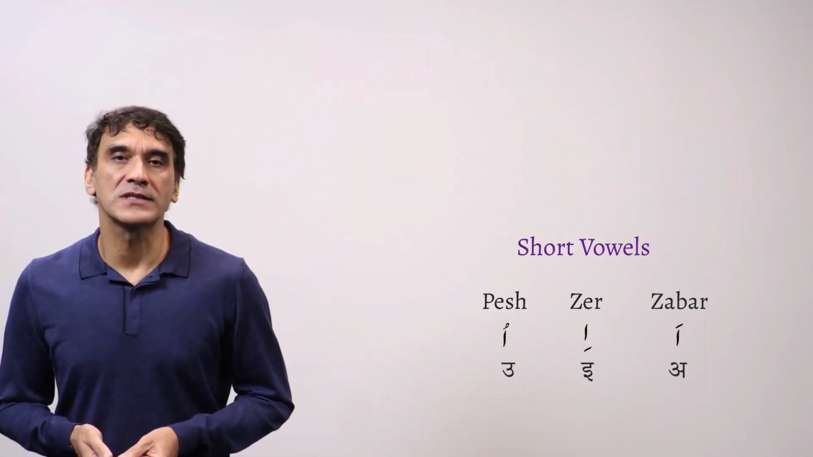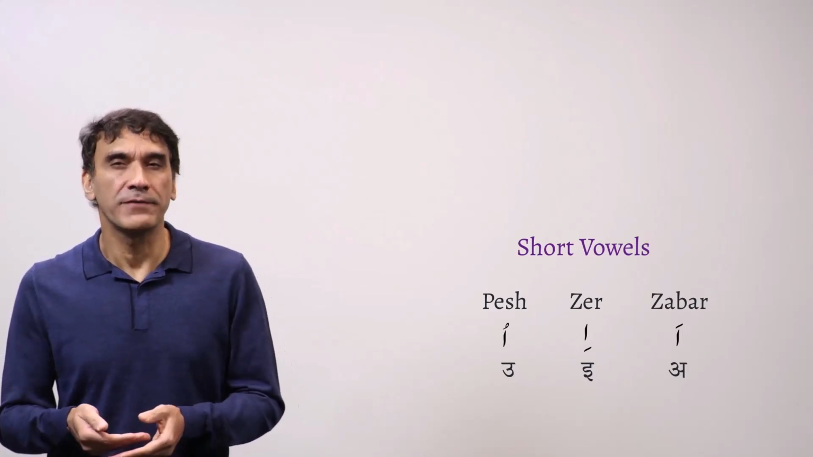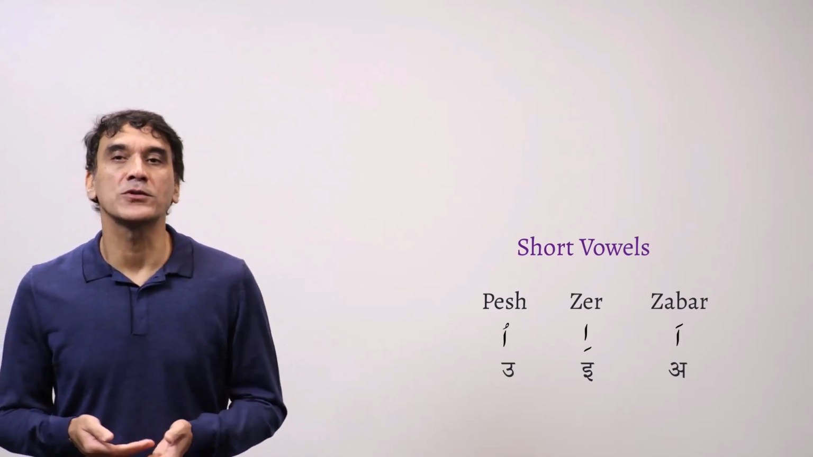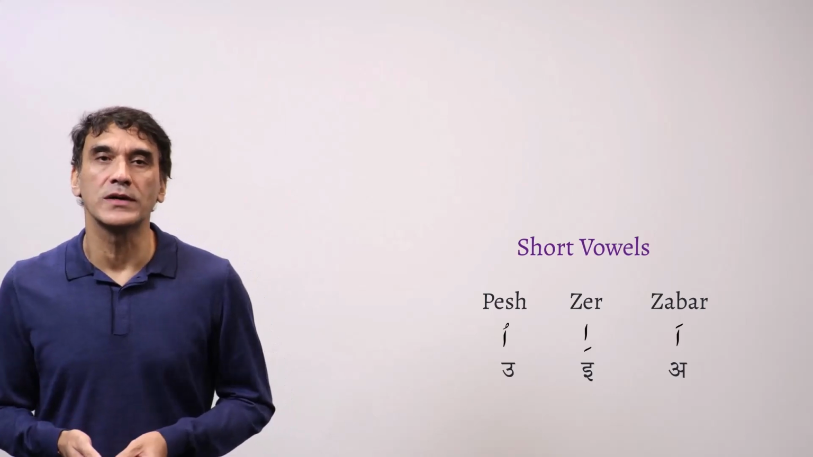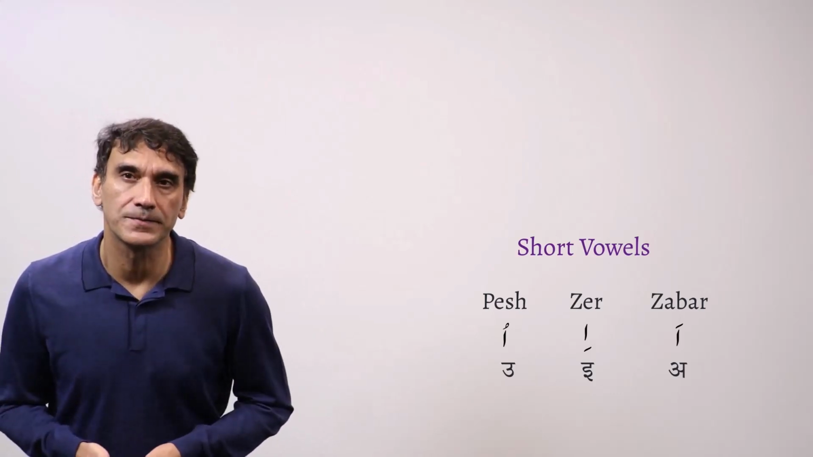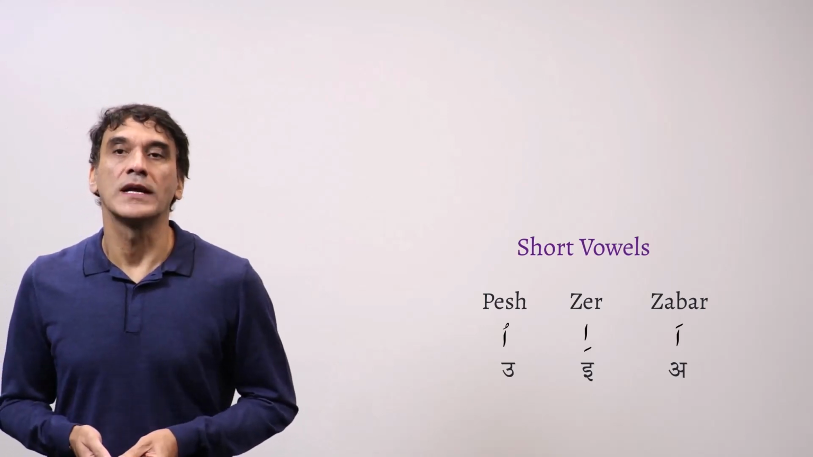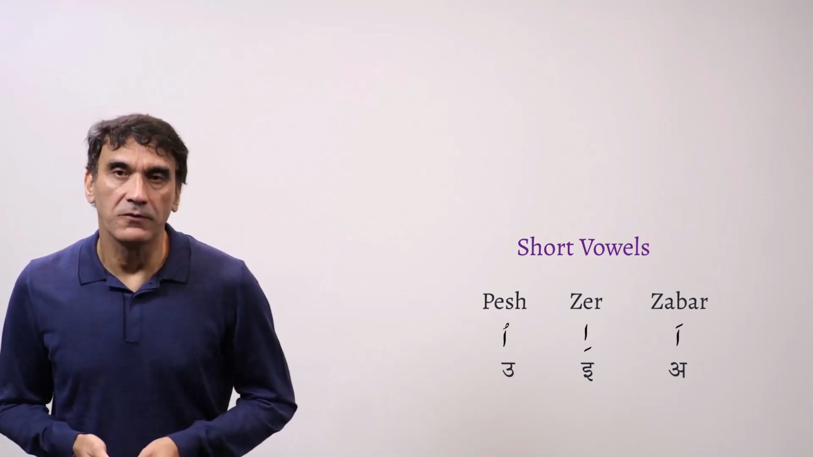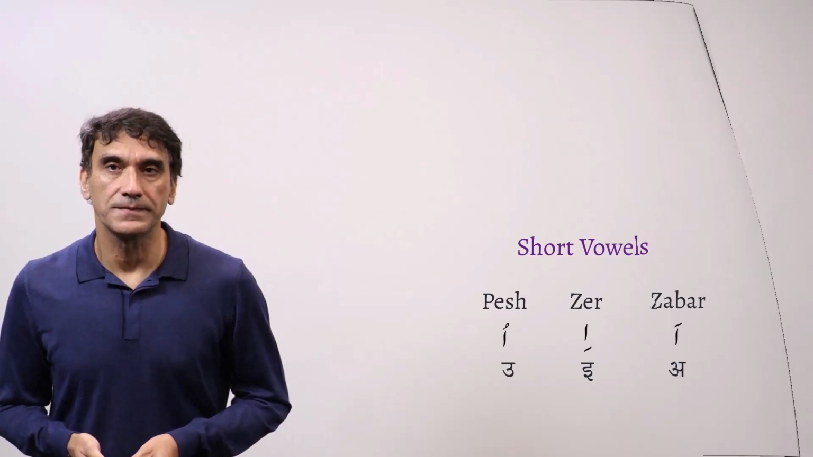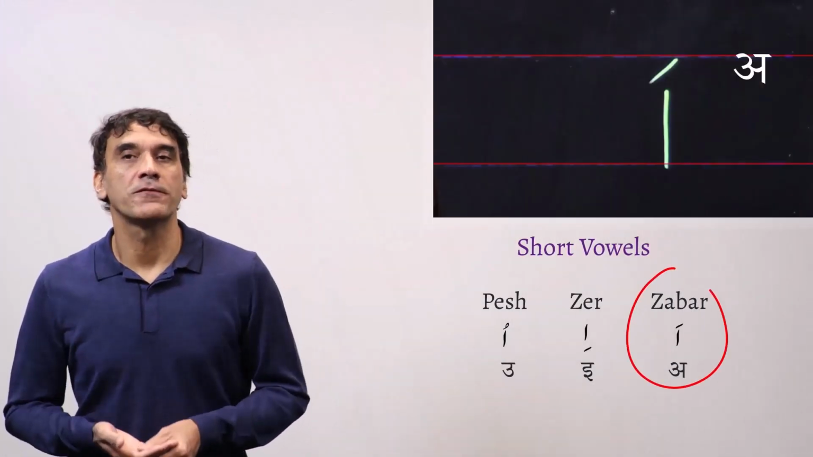A common thing about Zabar, Zer, Pesh is that they are very, very rarely written. In fact, most of the time you already need to know the word with a short vowel to read it. It will be easy to understand them with examples. So let's take some words. We will first take the words with Zabar. The first short vowel is Zabar.